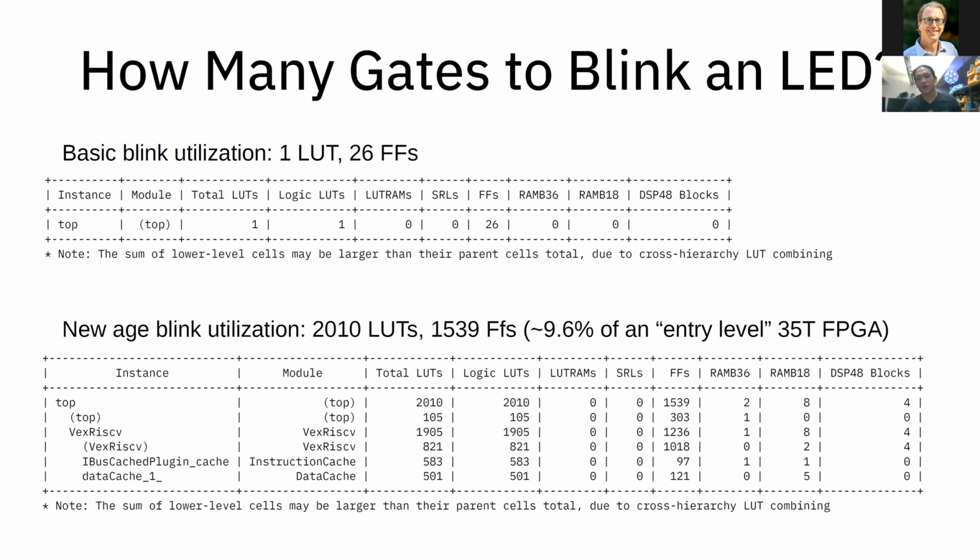And so you can use this to blink an LED. How many gates does it take? Well, the basic blink, the first example we did, was 26 flip-flops and 1 LUT, right? And this new age blink is 2010 LUTs and 1500 flip-flops, which sounds like a lot, but it's only about 9.6% of an entry-level 35T FPGA, right, at the end of the day.